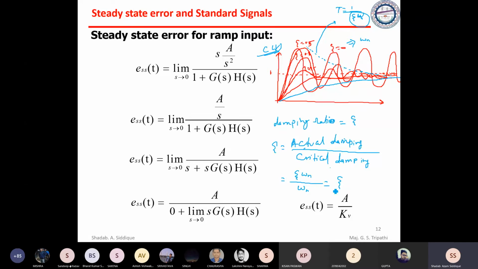So if you are asked for the definition of damping ratio, you should write that it is the ratio of actual damping to the critical damping. Okay, I hope this is clear to you.